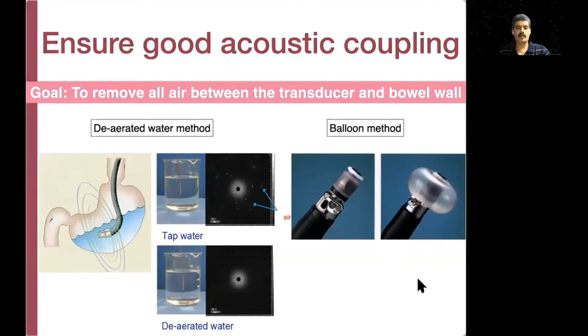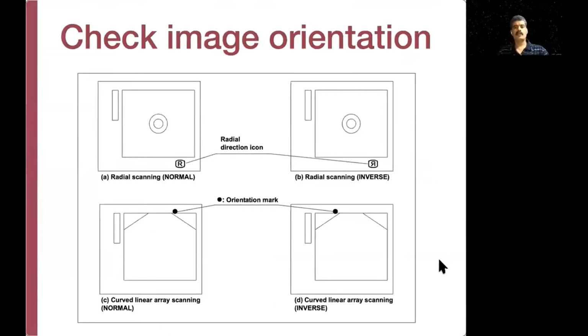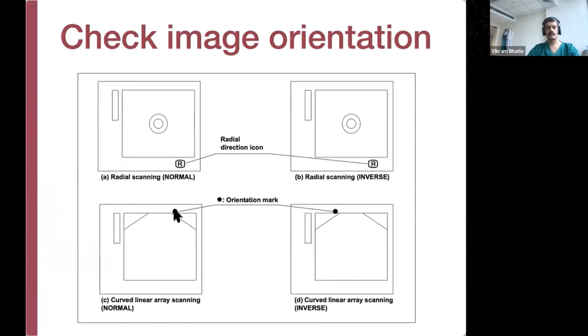Now, we always check the image orientation. This is obvious, but should be done. In radial scanning, an inverse image orientation can give you a lot of confusion, and is perhaps only used in rectal imaging if required. In curved linear array scanning, look at the dot. This marks the cephalic end of the transducer and also the direction from which the EUS needle will appear.